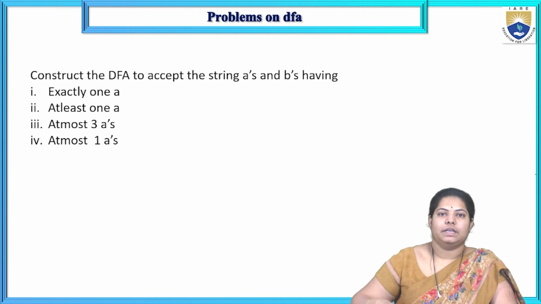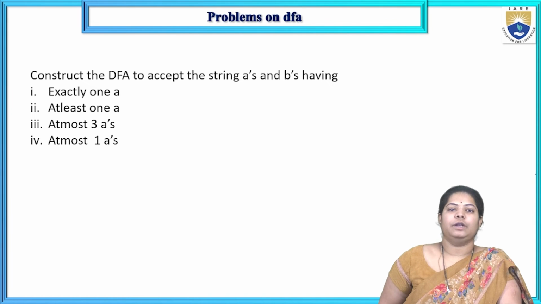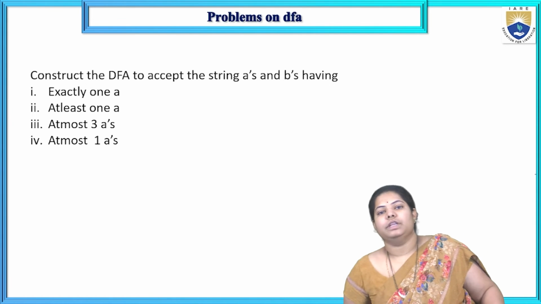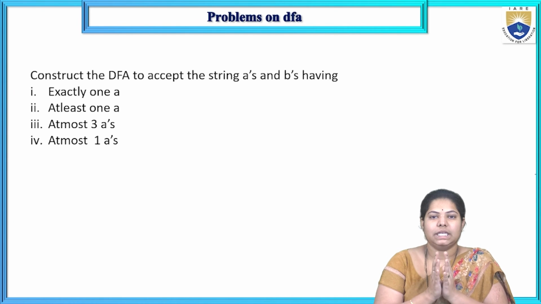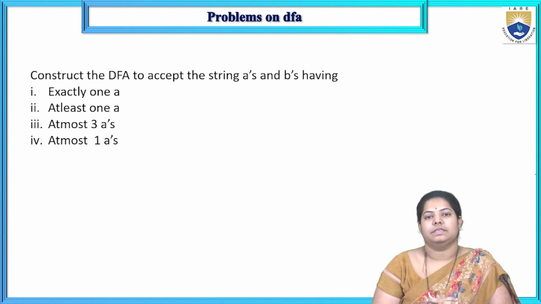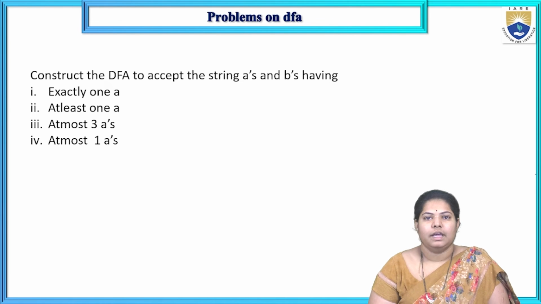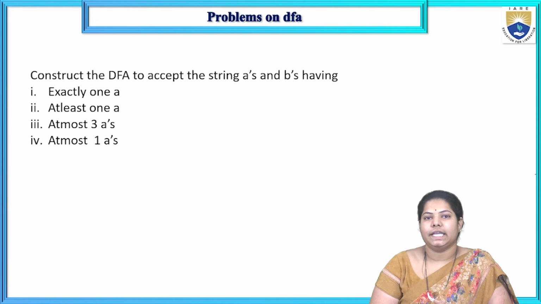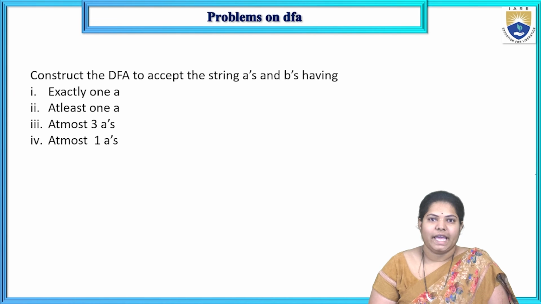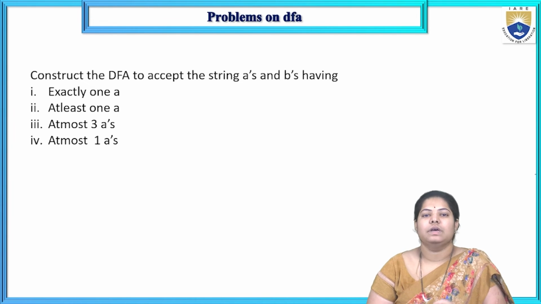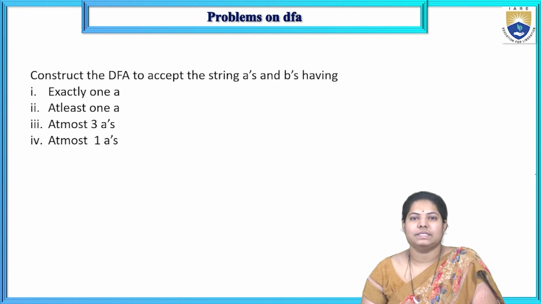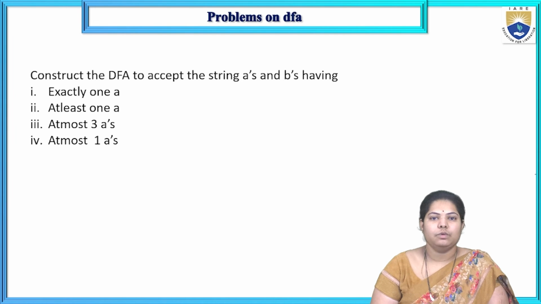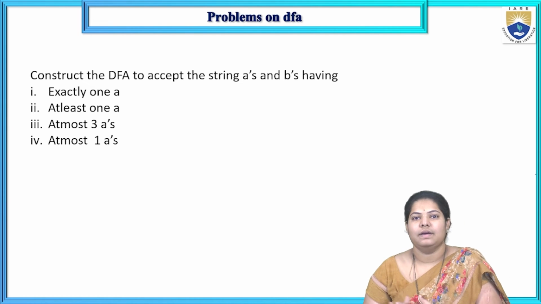question is a different question. On the finite automata, which contains combinations of A's and B's, it gives particular conditions only for the A's. That means in a finite automata, any length string, but it should contain exactly one A, or at least one A. At least one A means one A and more than one A, and at most three A's means 0 A's, 1 A, 2 A's and 3 A's, and at most 1 A means 0 A's and 1 A.